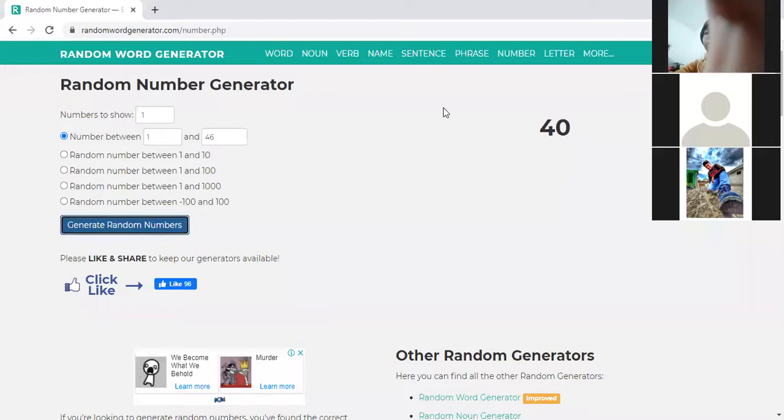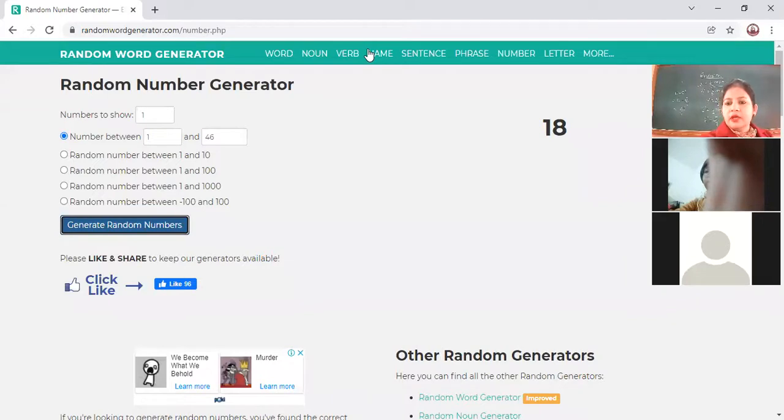Roll number 40. Yes, roll number 40. Raise hand. Roll number 40 is present or not? I don't think so. Next, roll number 18. Raise your hand. Who is 18? Okay, Rishikesh. Note down the question for you.